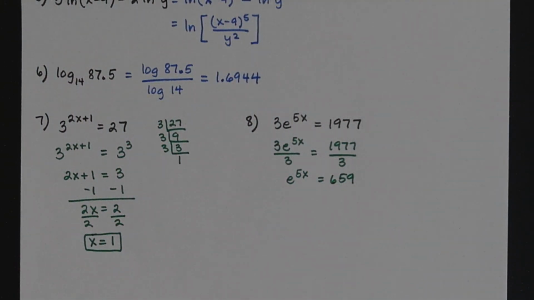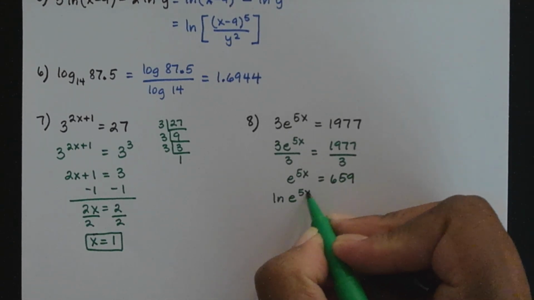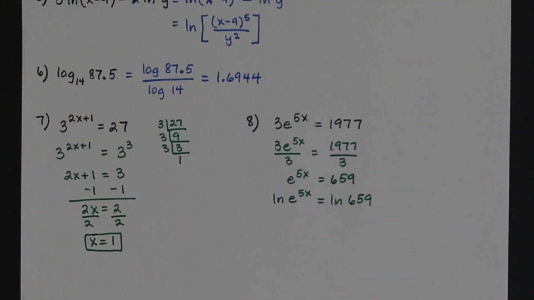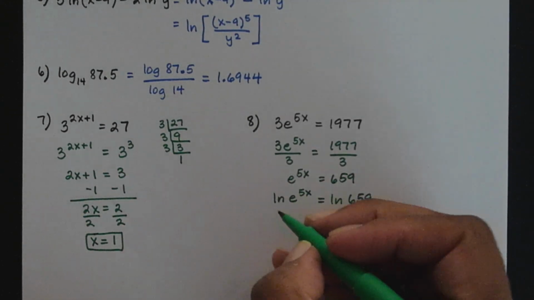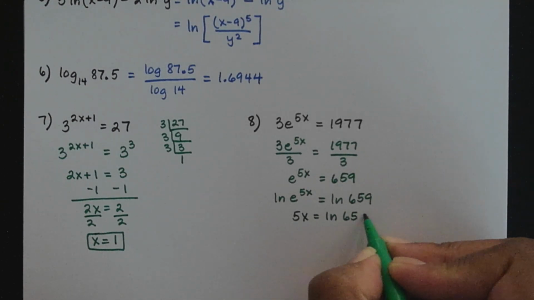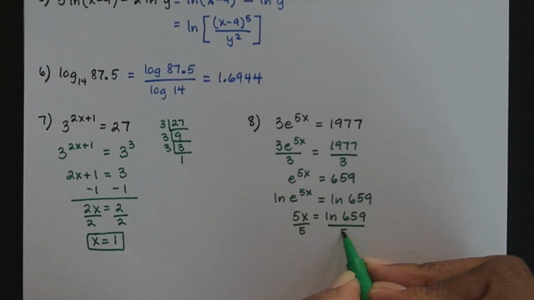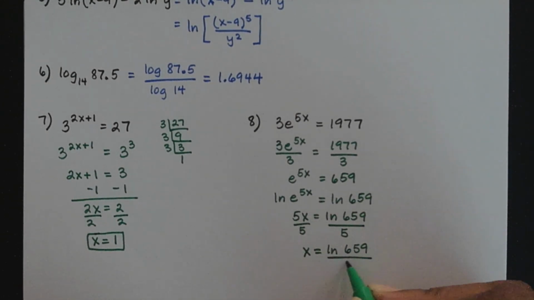And then, since e and the natural logarithm, or ln, are inverses of each other, we're going to take the natural logarithm on both sides of this equation. So that means here on the left side, if I take ln of e to the 5x, what would that be? Just 5x. So 5x will be equal to ln of 659. And then to get x by itself, we divide by 5. So that means x is equal to ln of 659 over 5.